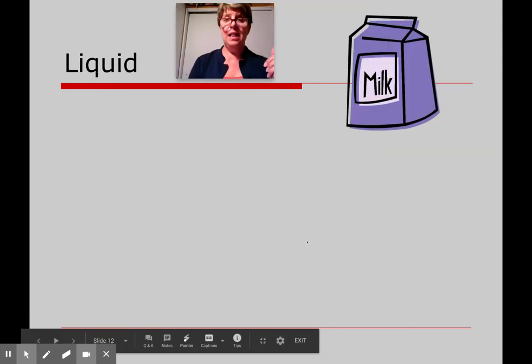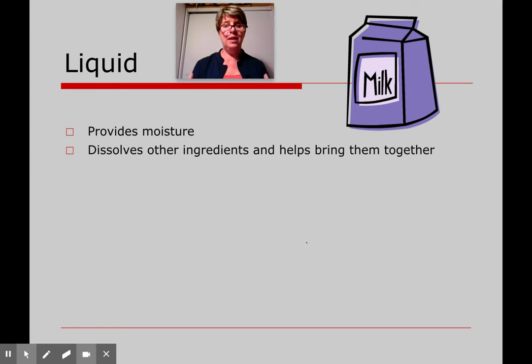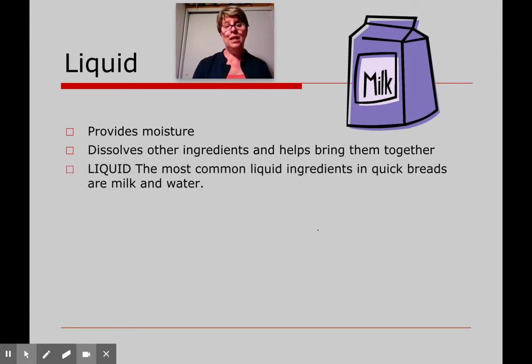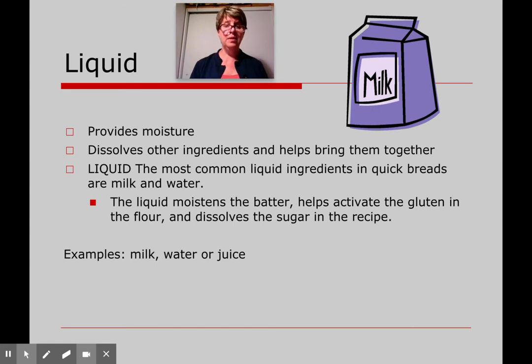Liquid, like milk here. Okay, it provides the moisture. It binds the ingredients together. It dissolves other ingredients and helps bring them all together. Okay. Liquid, the most common liquid ingredients in quick breads are usually milk and water. The liquid moistens the batter, helps activate the gluten in your flour, and it dissolves the sugar in your recipe. So, for example, some liquids would be milk, water, juice. Okay, those are some examples.